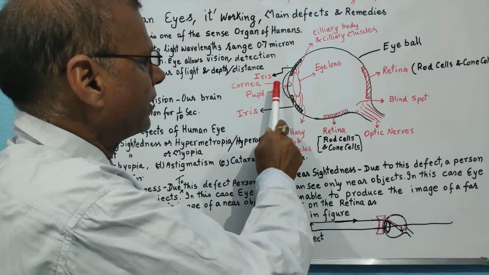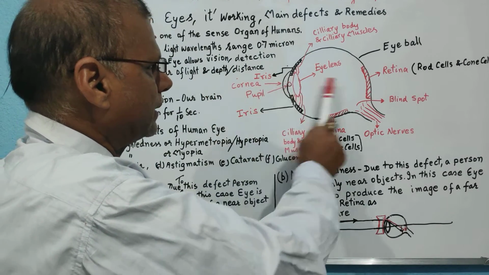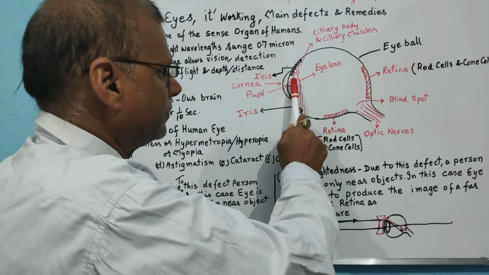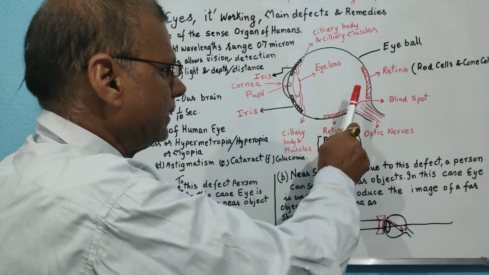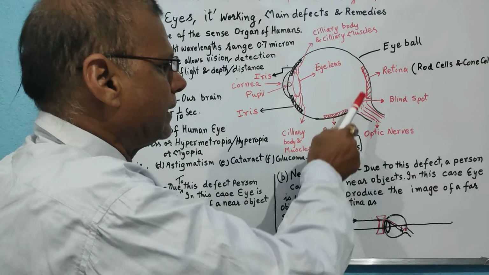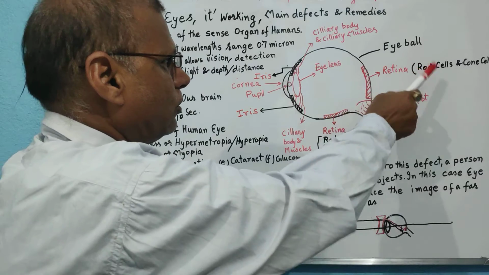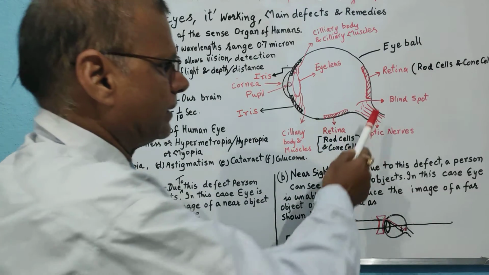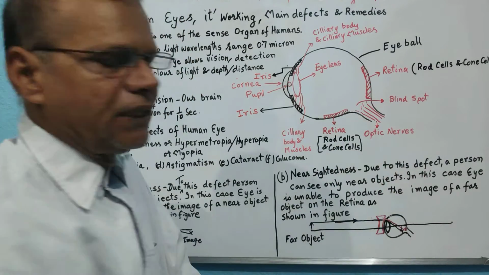And now when the light ray coming from the object converges at this point, means the image of that object is formed on the retina by the eye lens, then an equivalent amount of electric signal is produced by these cells, rod cells and cone cells, and these electric signals are sent to our brain through the nerves which are known as optic nerves.